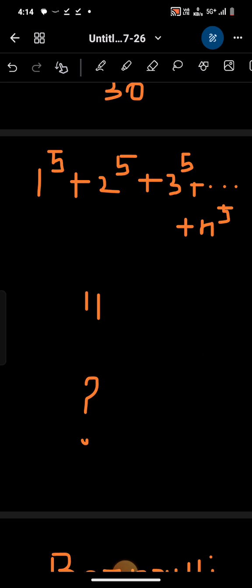So how do we proceed? What is the sum of fifth powers of n natural numbers? I don't know the answer. How do we proceed to get the sum? So let's proceed as follows. Before that, we are going to see what Bernoulli numbers are.